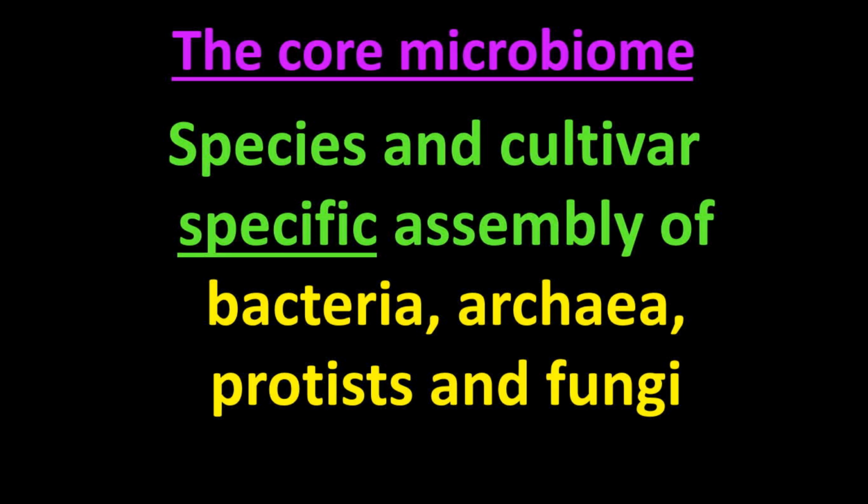So let's just go back to the core microbiome. This is a big topic we could actually talk about all day, so I'm just going to try and keep it as simple as I can. I'm not trying to dumb it down, but every single species of plant and every single cultivar within a species, in other words, every variety, has a specific assembly of bacteria, archaea, protists and fungi. They're all the different kinds of little things that we can't see with the naked eye. A specific grouping of those that actually belongs to that variety.